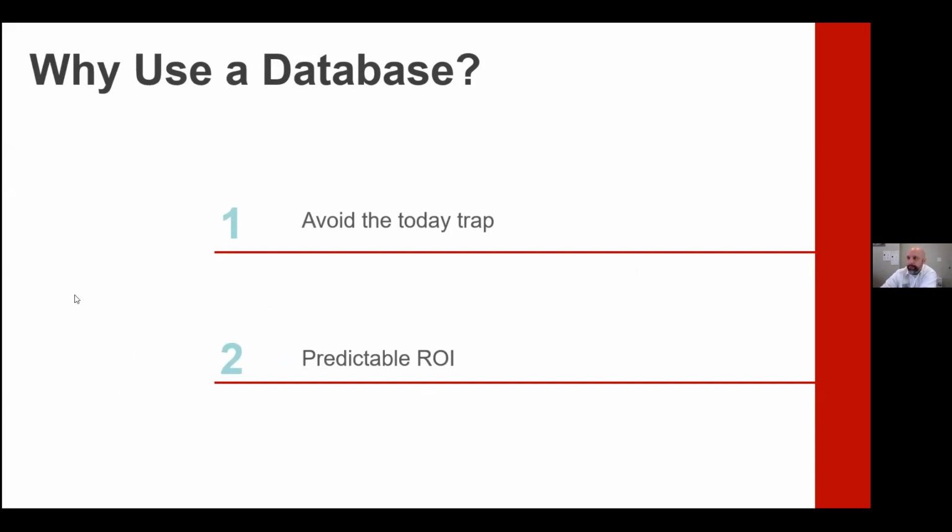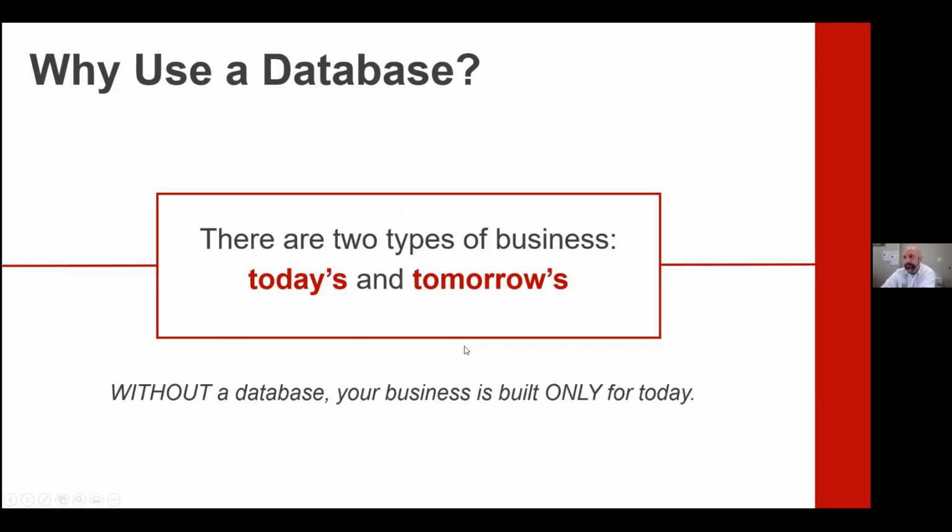Avoid the today trap and a predictable return on investment. Well, that's what ROI means, if you're curious. There are two types of business: today's and tomorrow's. Without a database, your business has only been built for today.